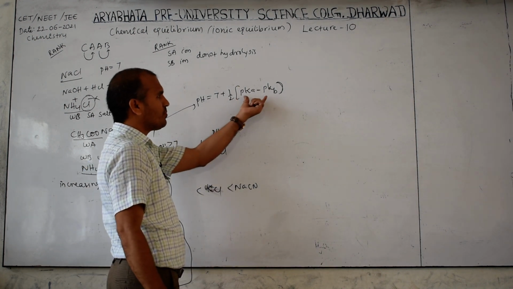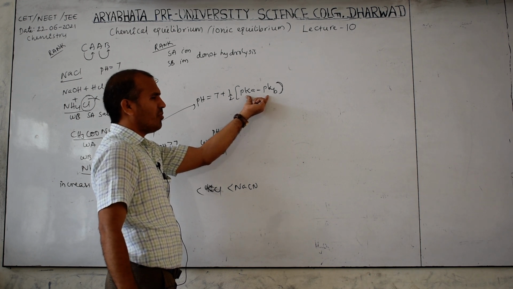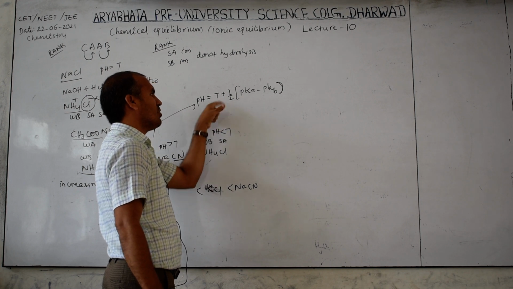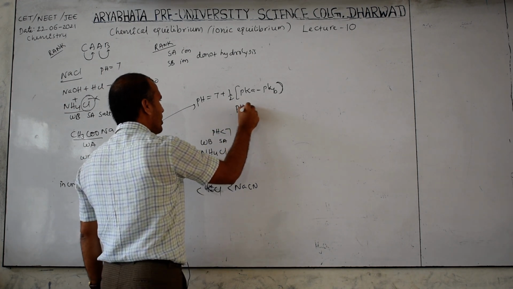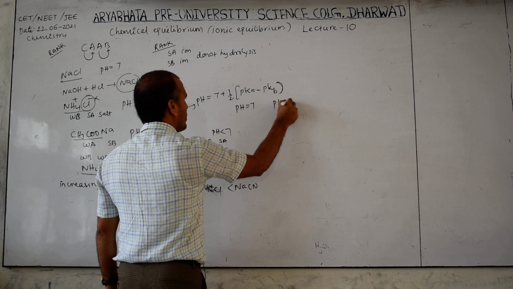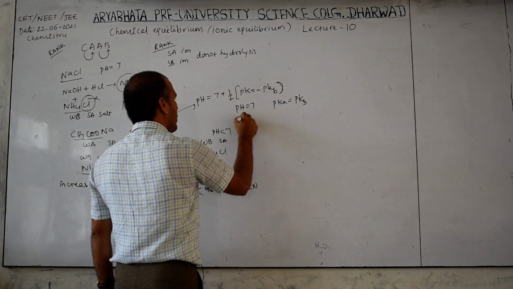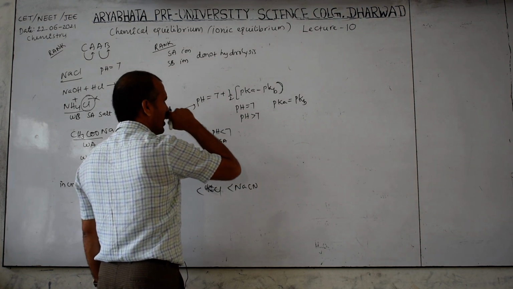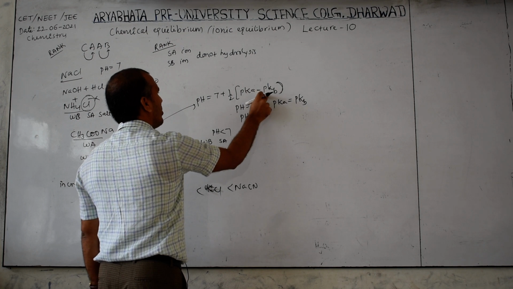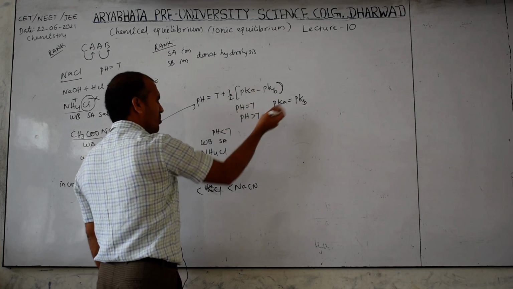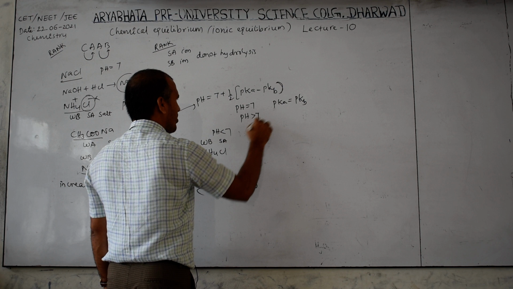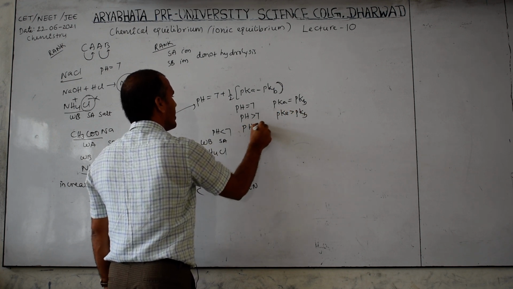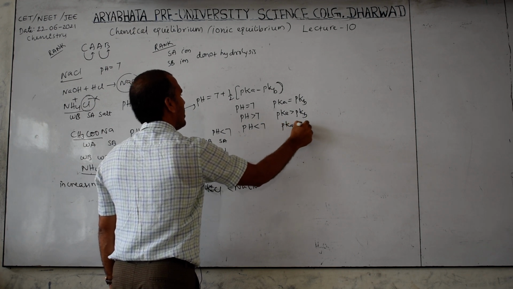If both are the same, then it is 0, 0 times something is 0, therefore 7 only. Therefore pH is equal to 7 when pKa is equal to pKb. If pH is greater than 7, the difference is positive, so 7 plus something gives pH greater than 7, then pKa is greater than pKb. If pH is less than 7, pKa is less than pKb.